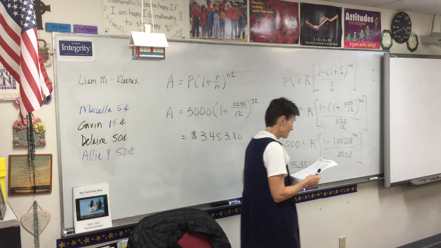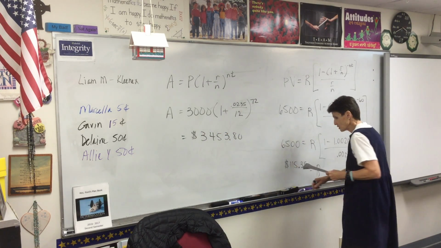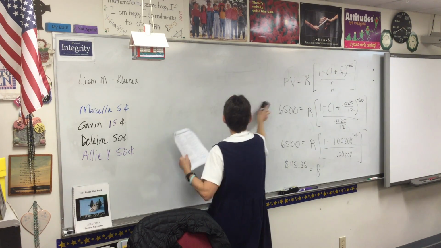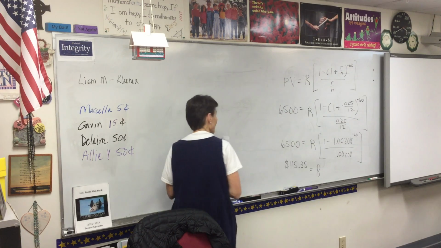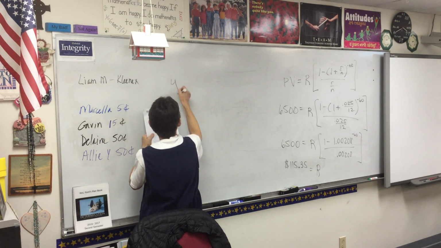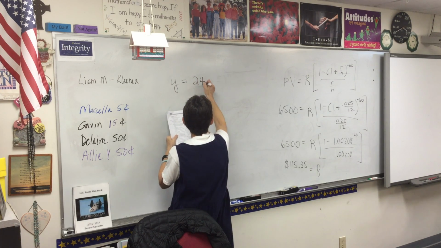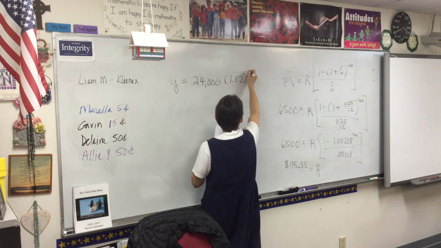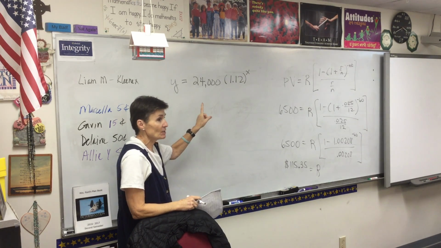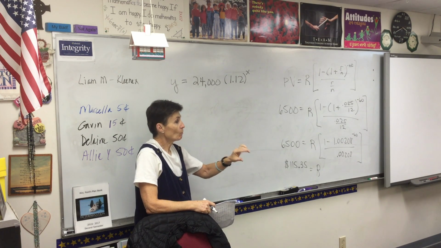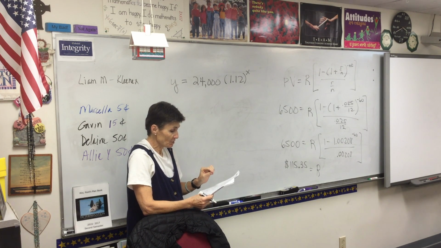Alright, number 10. The population of rabbits can be modeled by the function. Now, kids, don't let this confuse you. This is actually easier. They are giving you the equation to use: 24,000 times 1.12 to the x. They are giving you the formula, so you're not looking at your note card. They're giving you the formula for this rabbit population.